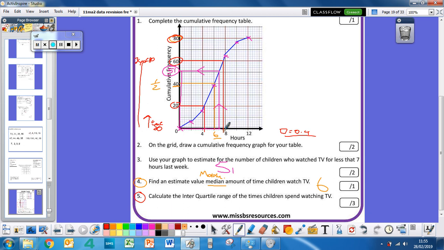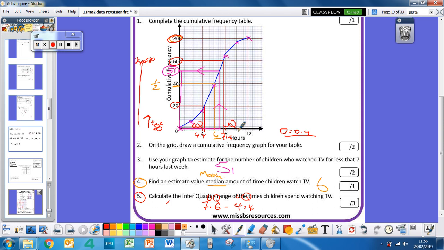This one here, it's 1 little square short of the 8. So that's going to be 7.6 hours. Okay, now that's the upper quartile. For the lower quartile, reading here, it's 4 hours and 1 extra little square. So that's 4.4. Okay. 4.4 there, 7.6 was there. This is the lower quartile, this is the upper quartile.